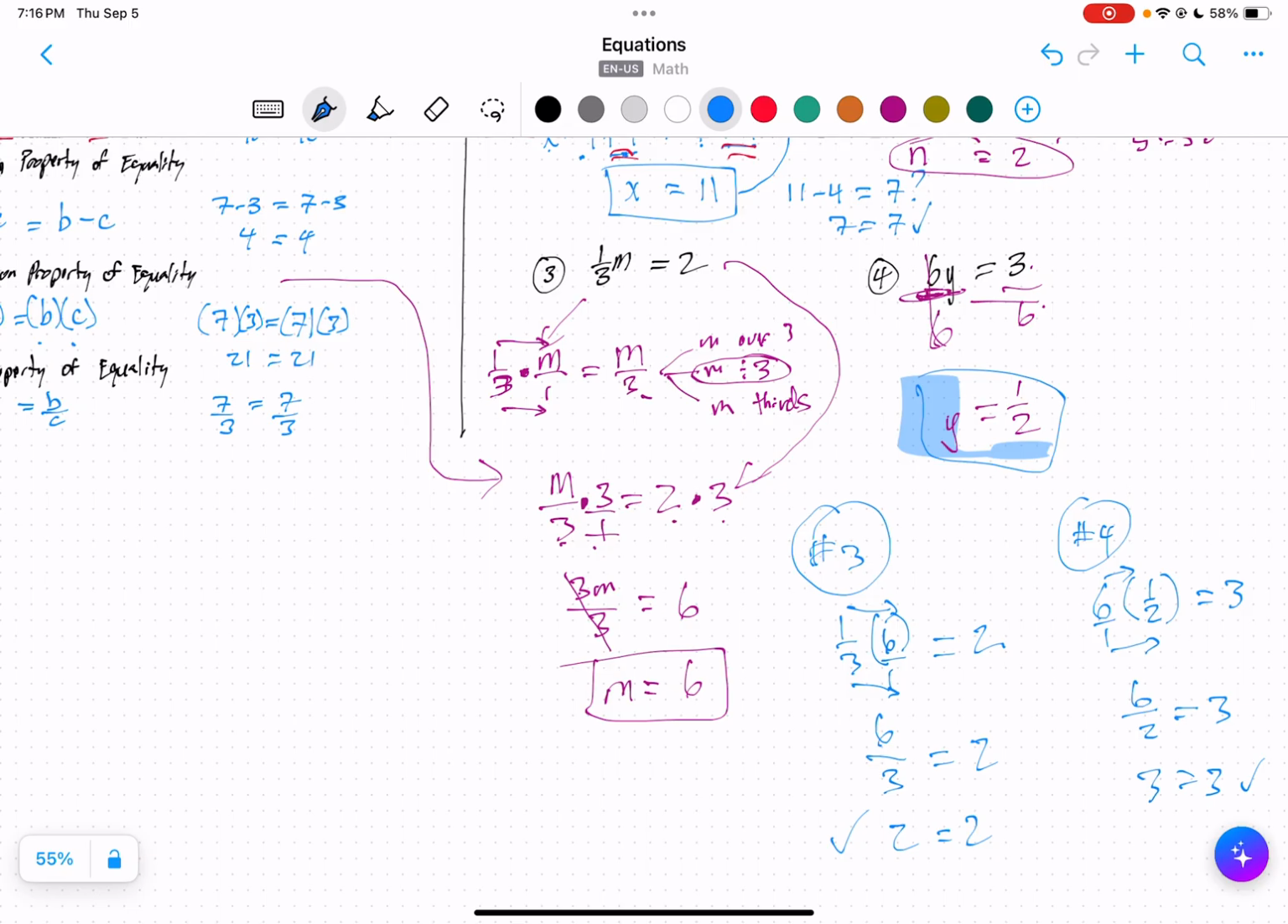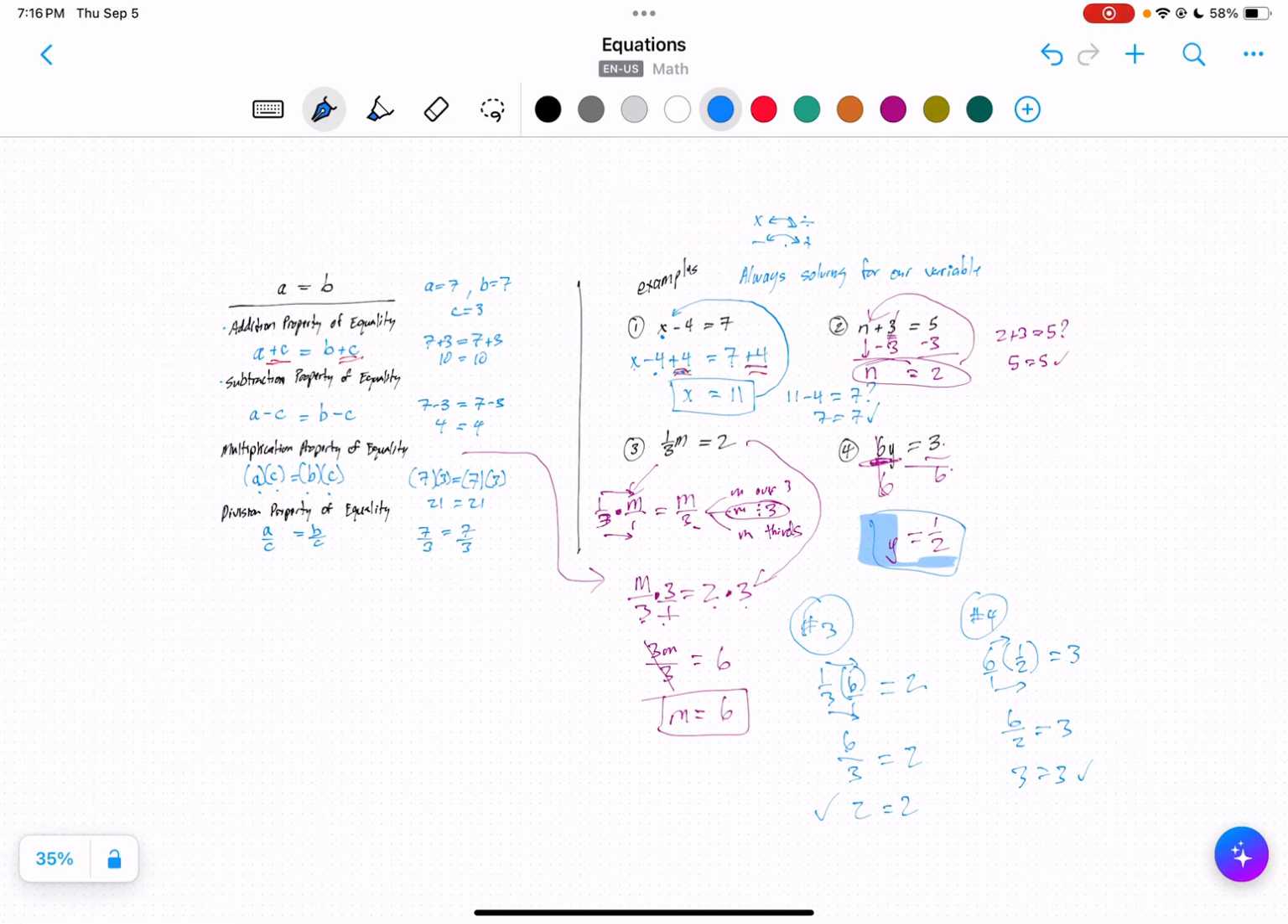Okay, in my next video, we'll go over a couple more one-step equations. We'll take a look at two-step equations and break them down into chunks, or at least a few steps.